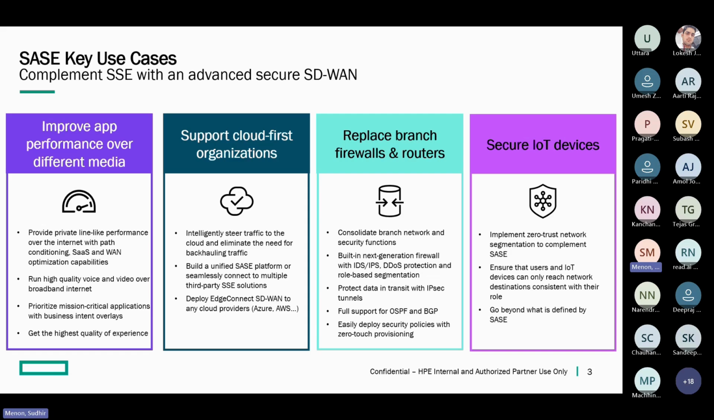So again, a fabric or a framework to support cloud first organizations was an emerging use case. Not to mention, as I said earlier as well, while all of these things were happening, to improve the security posture of a particular organization, security started being implemented towards the branch edge, towards the edge.